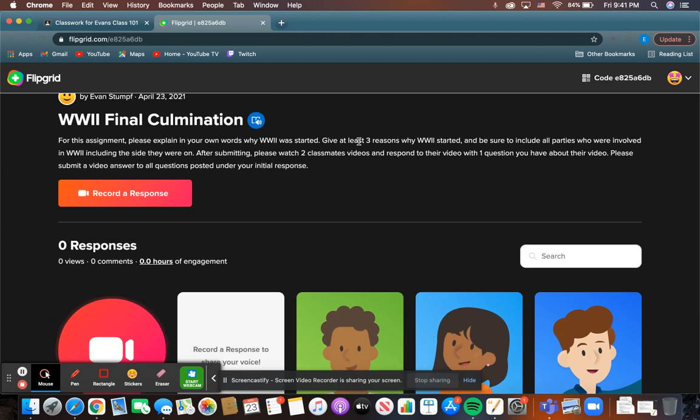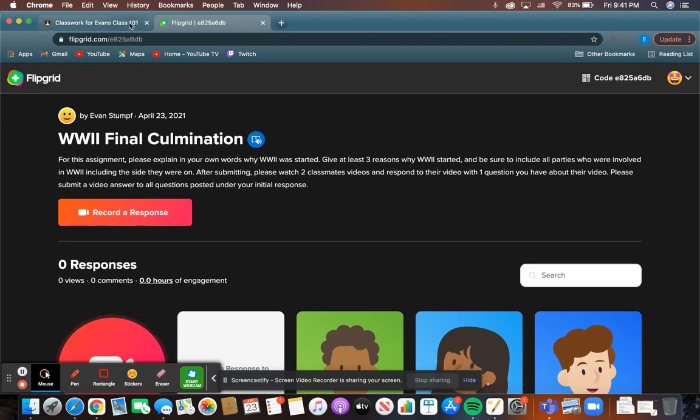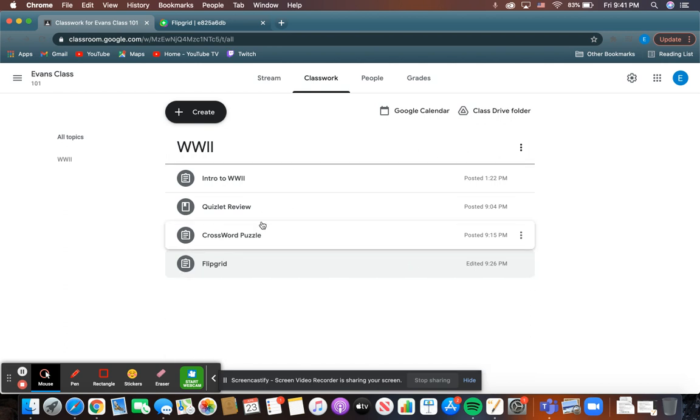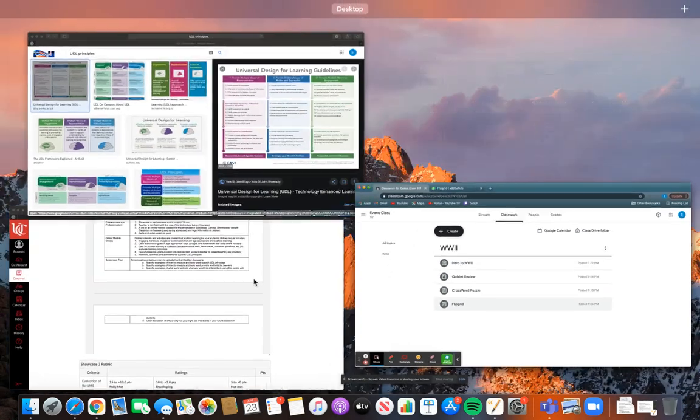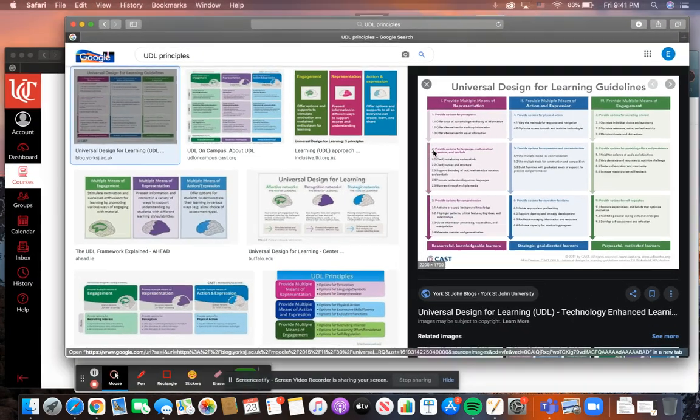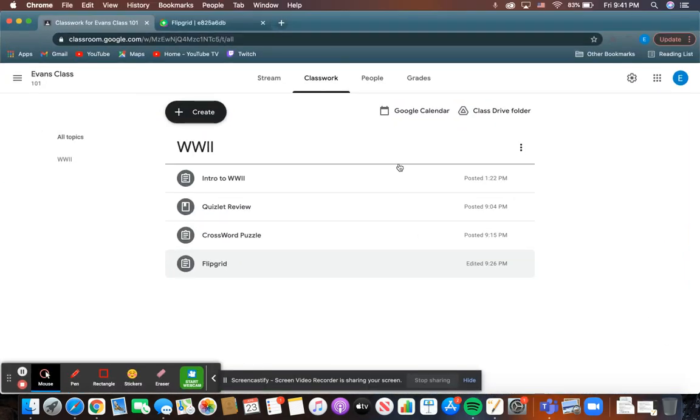So essentially, they will post their three reasons why World War II started, including all the parties involved, yada, yada, yada. After submitting, they're going to find two of their friends. They're going to respond to them, ask them a question, and ideally, each student will keep up with their questions and give a video response to them. This gives interaction and engagement with students with one another. They've been learning independently throughout these first three, and once they get to the fourth one, they will get to interact with their classmates.